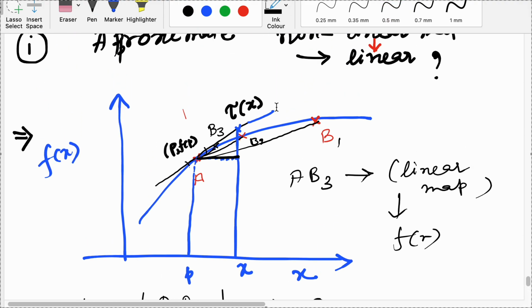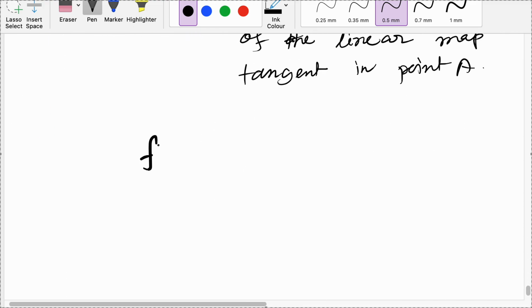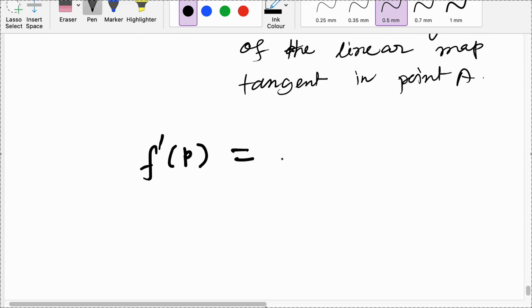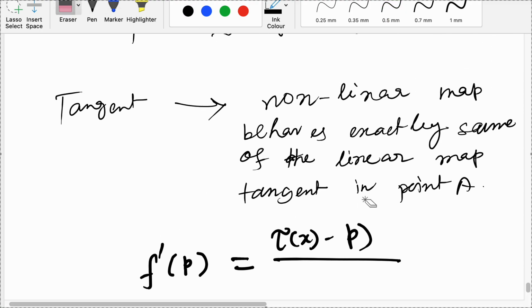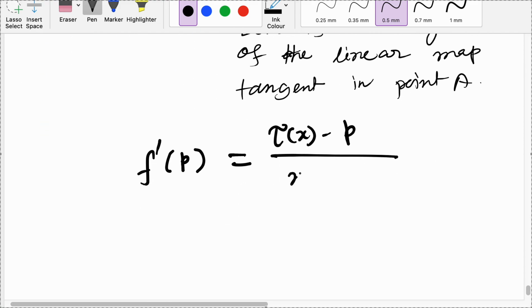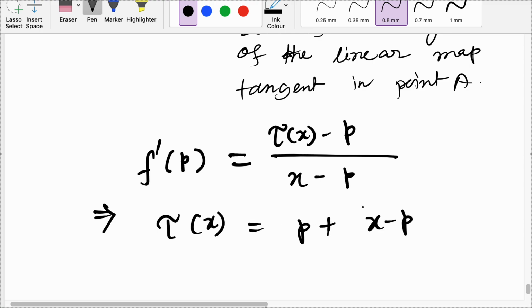We have learned how to calculate the tangent. The tangent is the first derivative. So we know F prime at P is equal to tau X minus F of P, divided by X minus P. So you can write that tau X is F of P plus X minus P into F prime P. This is the equation of the tangent.